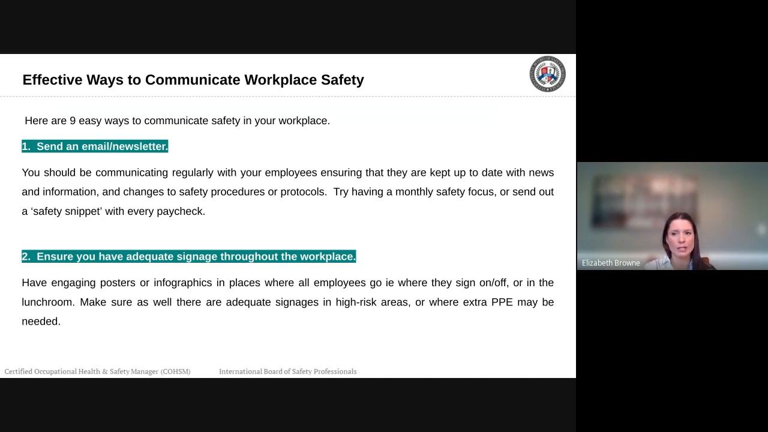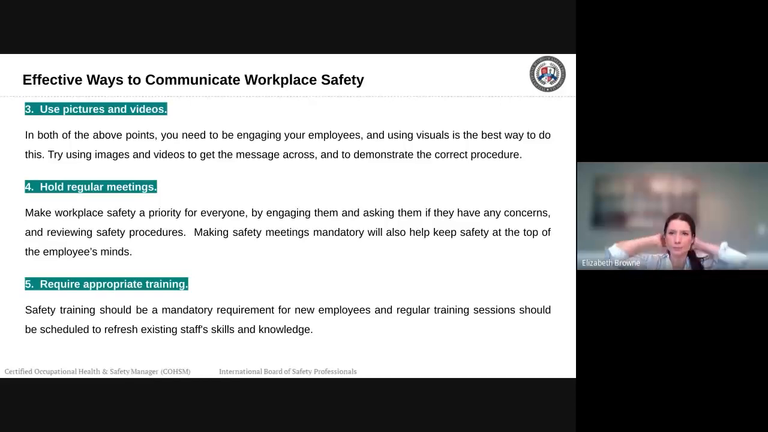But you could also have this printed on a safety newsletter that you pass out with employee paychecks, or you post on bulletin boards in key places like the break rooms and the time clock. Ensure you have adequate signage throughout the workplace, like engaging posters and infographics where employees go. So near a time clock, in the break rooms, making sure you have adequate signage in high risk areas or where PPE is required. Other types of signage would be on spaces that would require confined space entry, or where hot work would not be allowed.